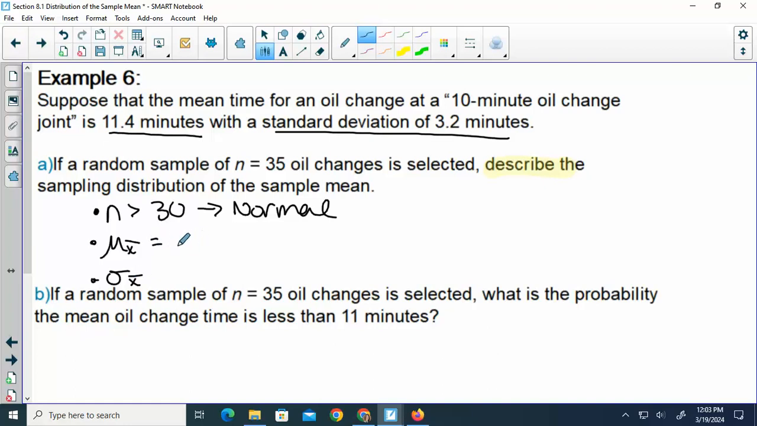So the mean for my sample means would be 11.4, and my standard deviation would be 3.2 divided by the square root of 35. So that gives us 0.5409.